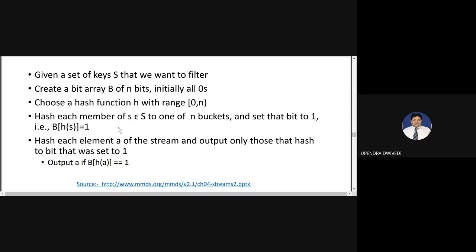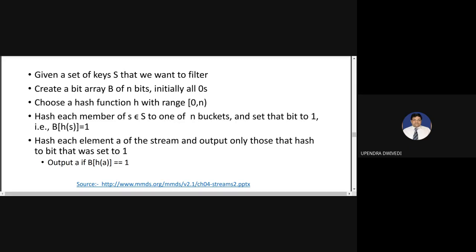Now we'll apply this hash function on each member of S. We'll basically loop through the set of keys S, find the output of the hash function for each, and then set the locations of the bit array to 1 based on the output value. In the next step, we have to hash each element of the stream.